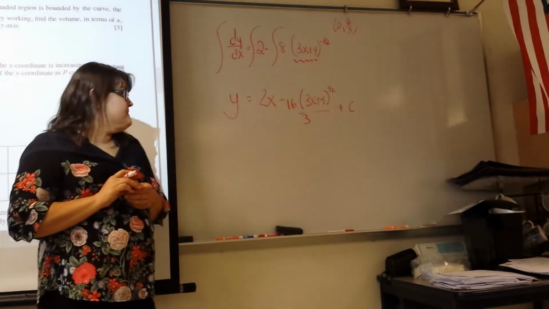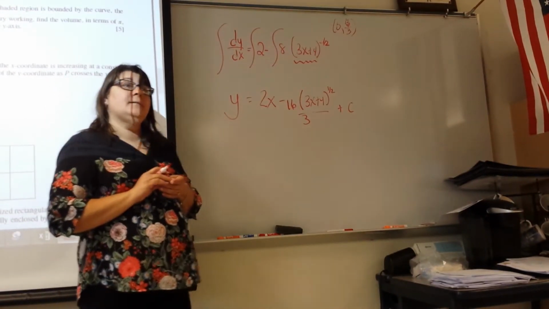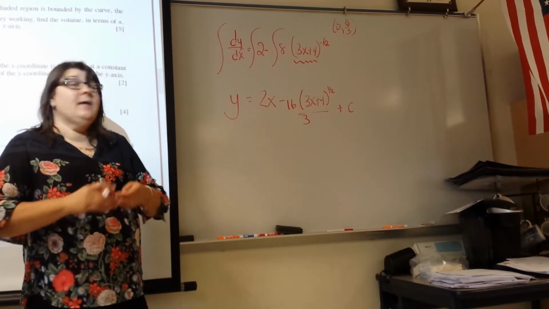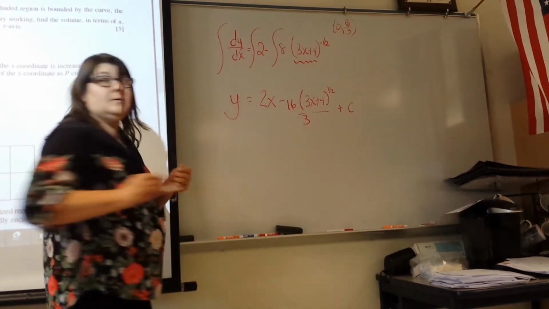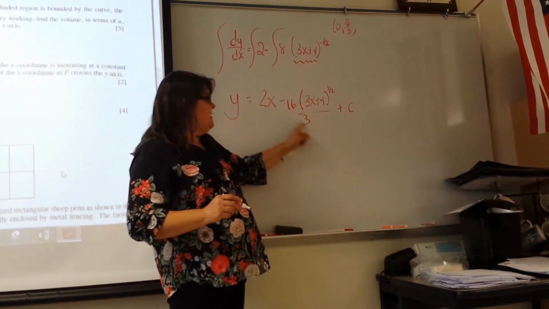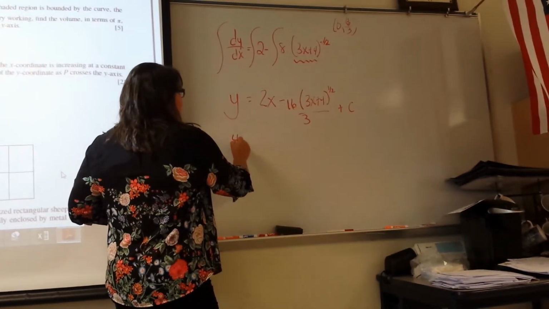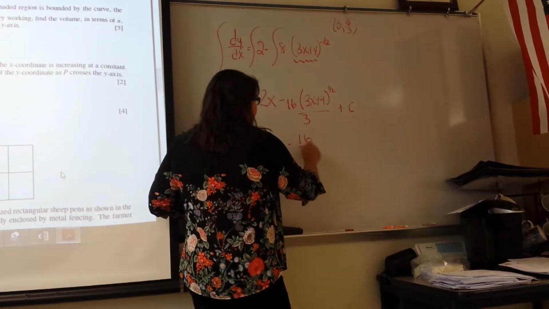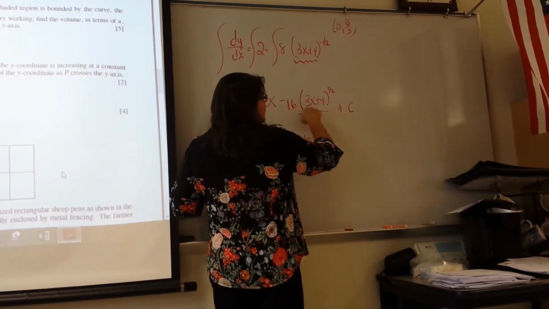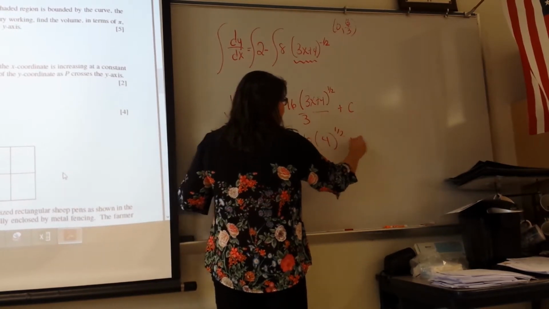Now I'm going to plug in. What am I going to plug in? Everywhere I see an x, a 0, and everywhere I see a y, a 4/3. The 16/3 goes under the whole thing. So I've got 4/3 equals 2 times 0 minus 16/3 times, really, (0 plus 4) to the 1/2, plus c.